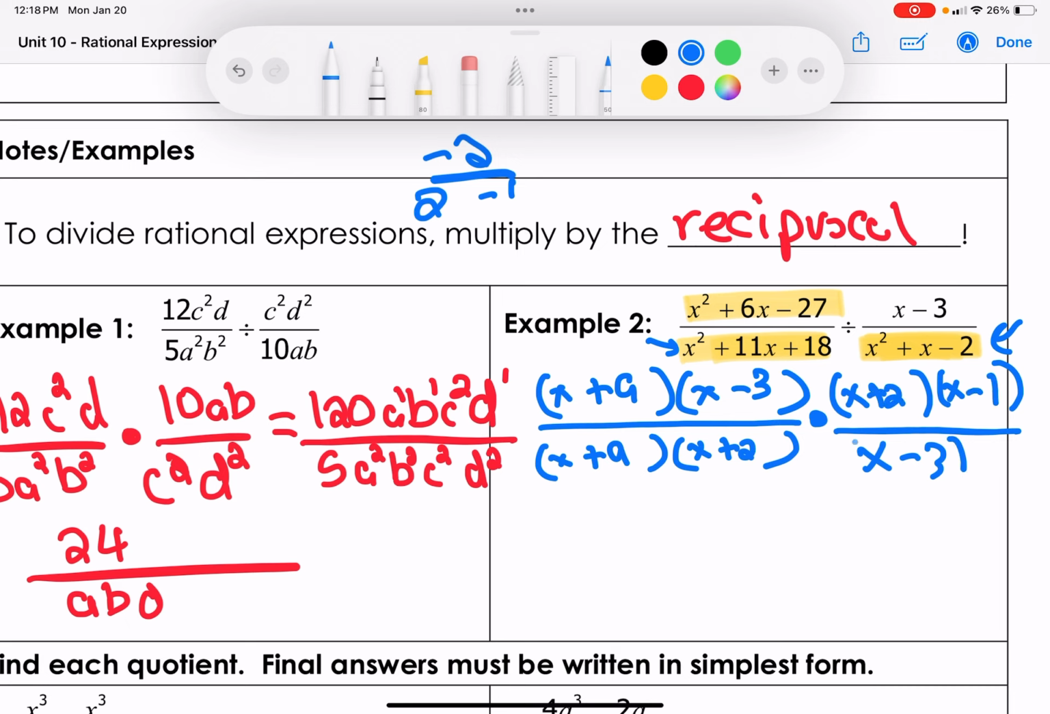And then just like when we were multiplying, remember all this, I could just make this one big fraction, because all these are multiplying anyways. Now we could start to cancel out what we got. Let's see, I got an x plus 9, that cancels. x minus 3, that cancels. x plus 2, that cancels. And it looks like I just have x minus 1 left over. And that's my answer.